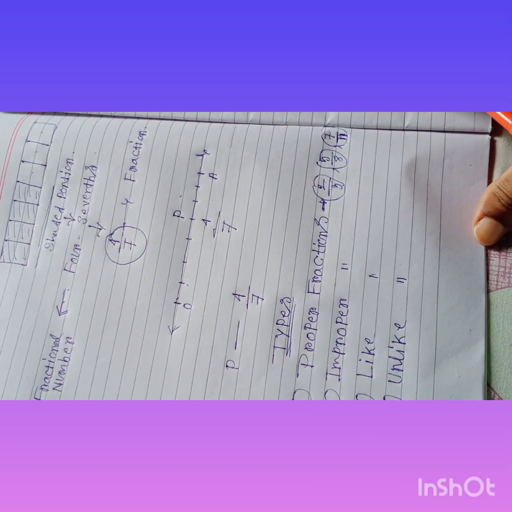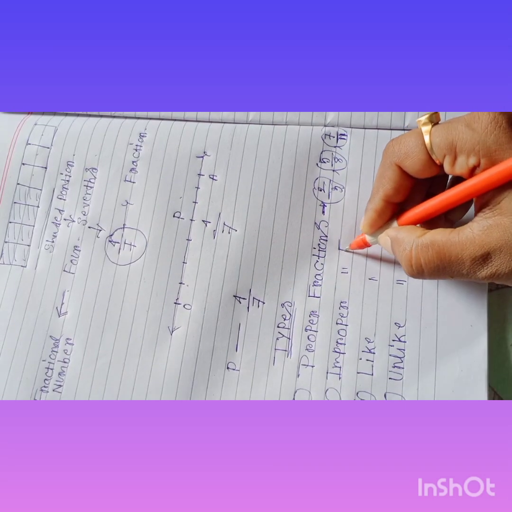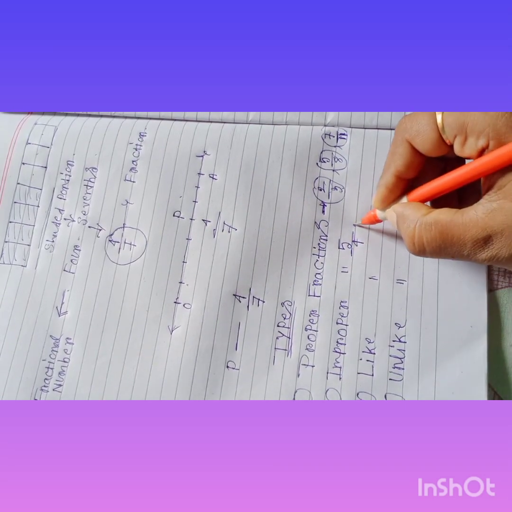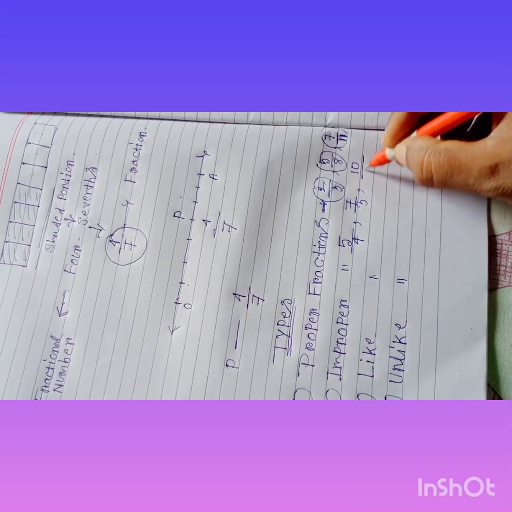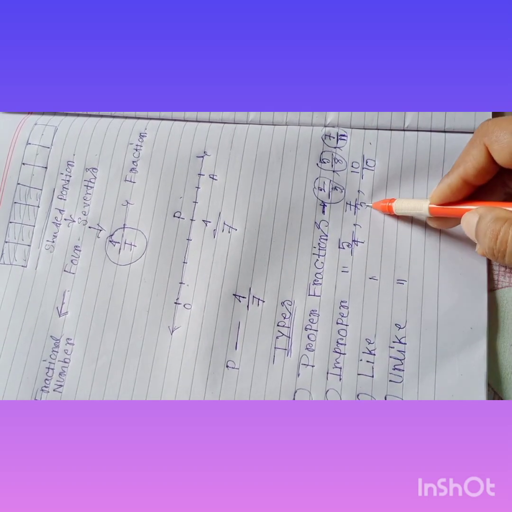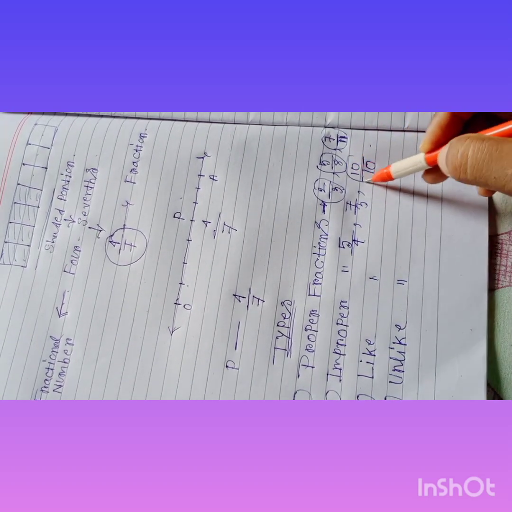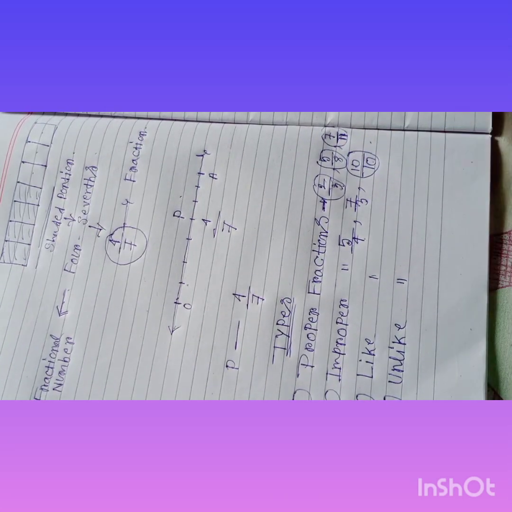Next, improper fractions. A fraction in which the numerator is greater than or equal to its denominator is called an improper fraction. Suppose, in this example, student, we see the numerator is greater than the denominator, and in this fraction we can see the numerator is equal to the denominator. So these fractions will be improper fractions.